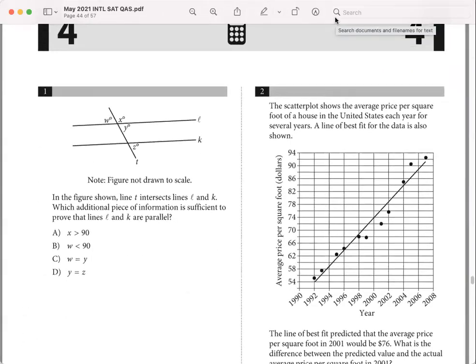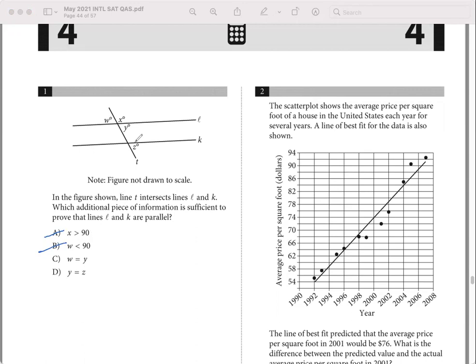Question 1. In the figure shown, line T intersects lines L and K. Which additional piece of information is sufficient to prove that lines L and K are parallel? Okay, so x greater than 90 is not sufficient to prove L and K are parallel, so it's not A. W less than 90 is not sufficient either, so that's not the answer. W equal to Y. W equal to Y is always true.